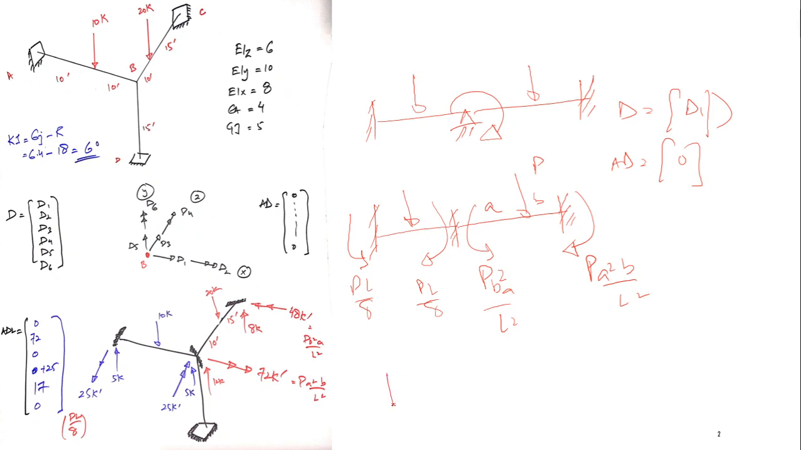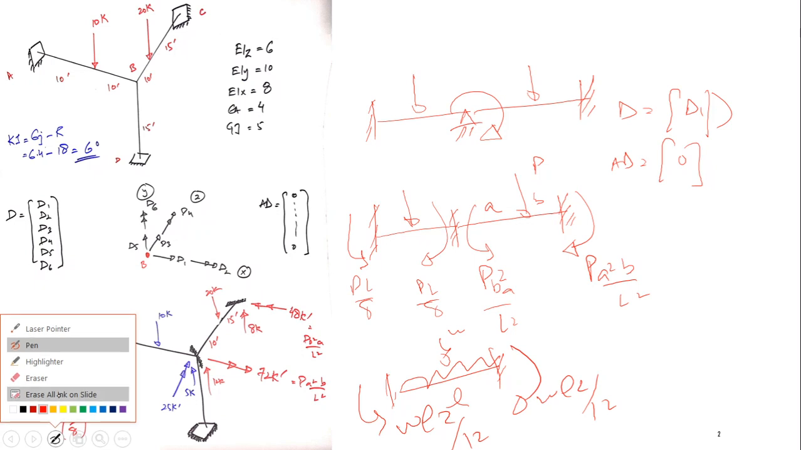And what if you have UDLs, W, and this is L? Then this would be equal to WL square by 12, and this would be equal to WL square by 12. So it's very easy from your basic BSc knowledge. So I have to find the ADL matrix here as well.